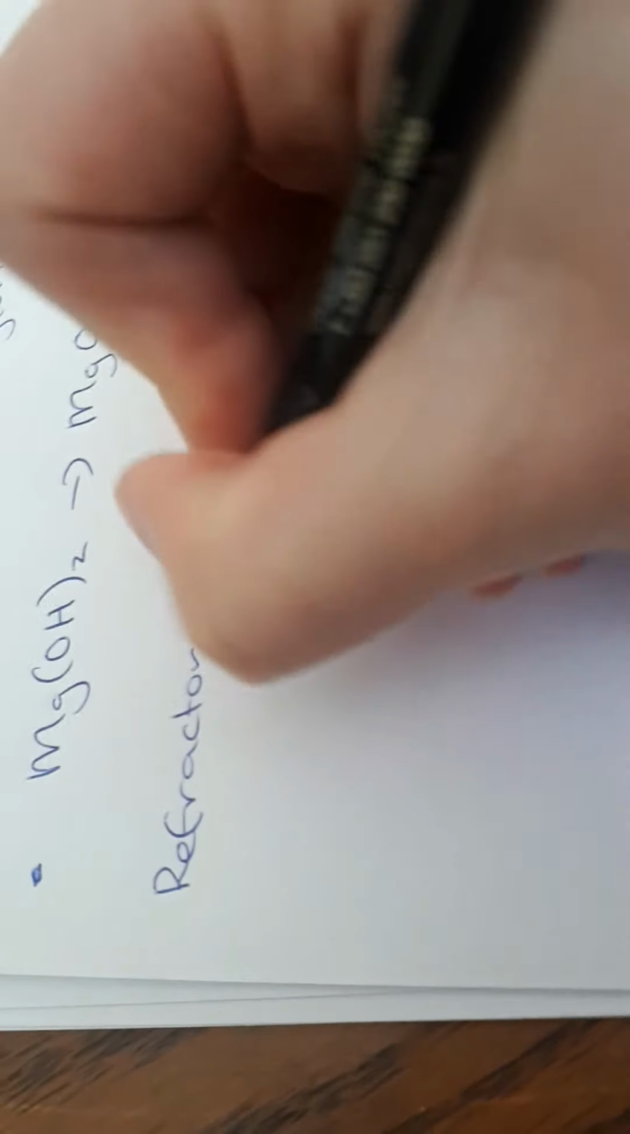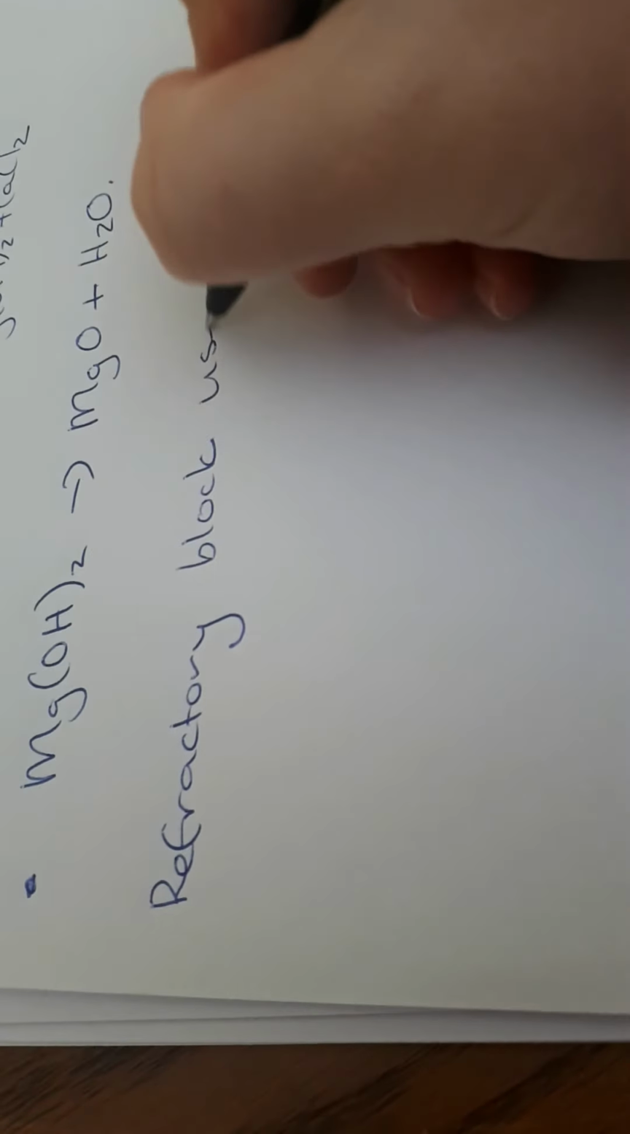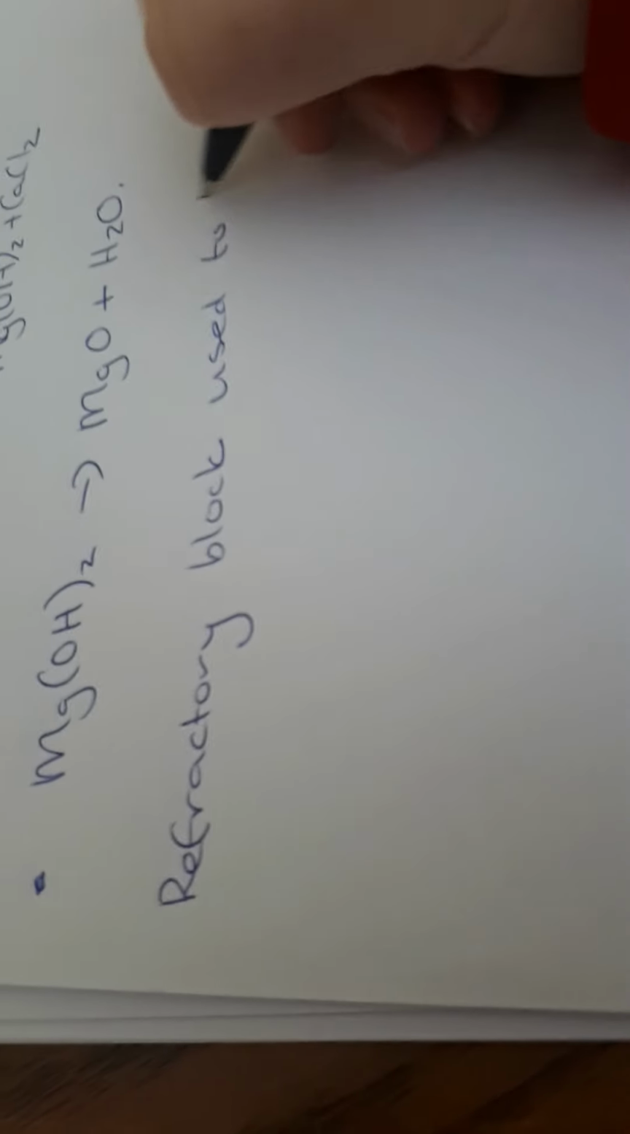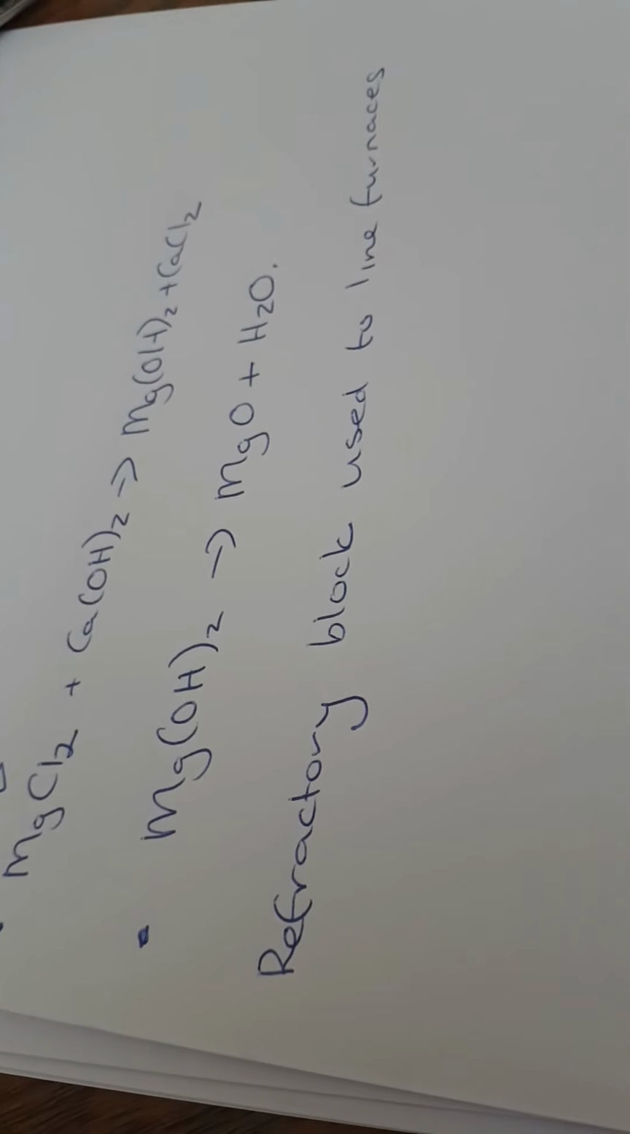Next question then, you're asked, what is the major industrial use of the oxide produced? It is a refractory block used to line furnaces. Okay, so it is a high temperature resistant material.